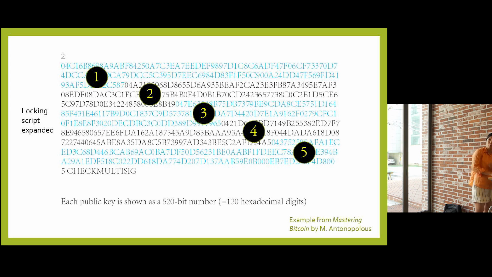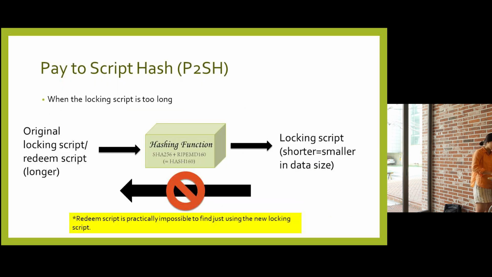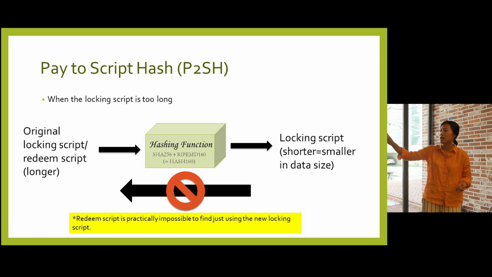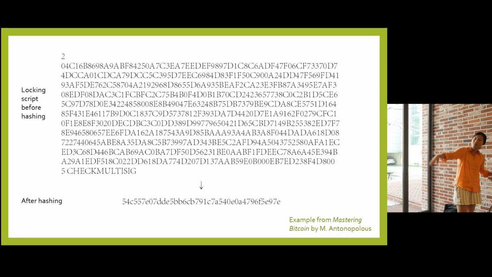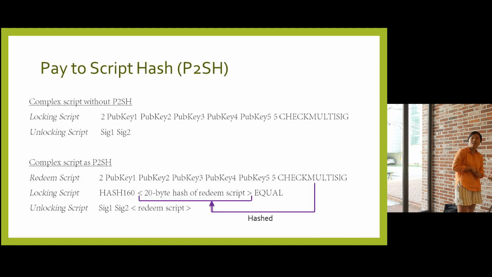So first public key, second public key, and the 3rd, 4th, and 5th public keys. What happens here is that you want to make this data shorter. So you put it through a hashing function, and what comes out is much shorter. The same concept applies here: you can't figure this out from just looking at what came out of the hashing function. So here's why that's useful. This is the copy of the locking script. This becomes that. It's pretty short. And this is the address that you're going to use.